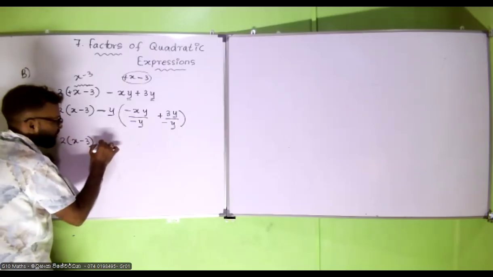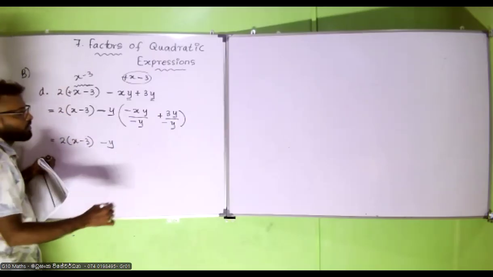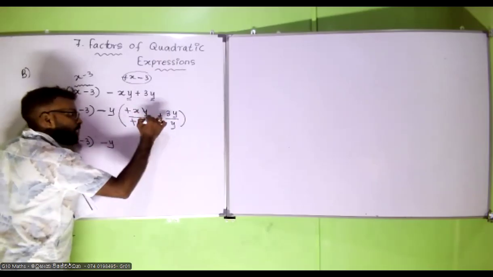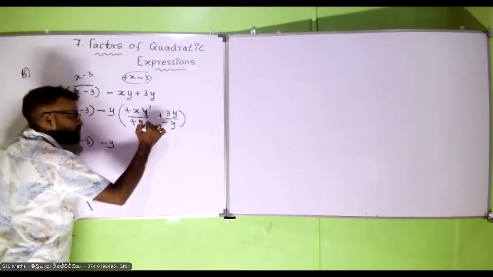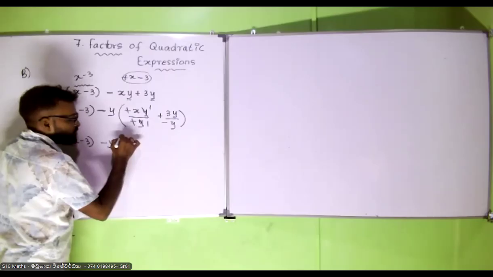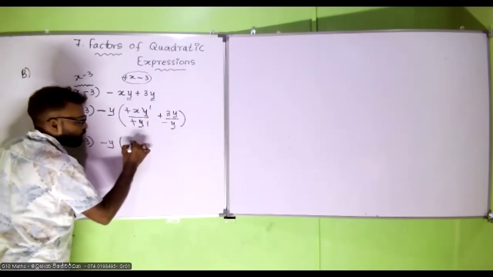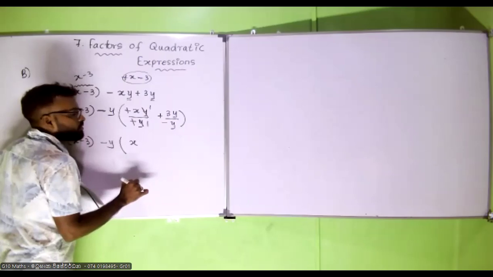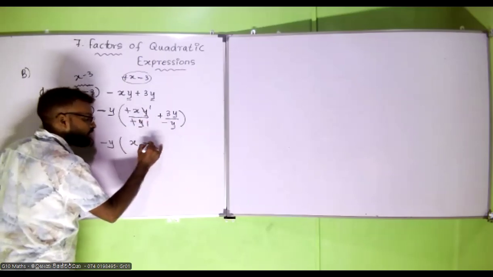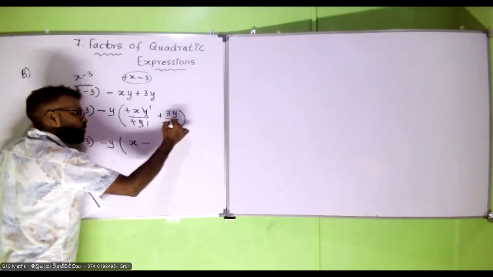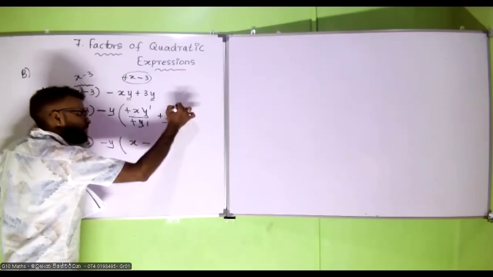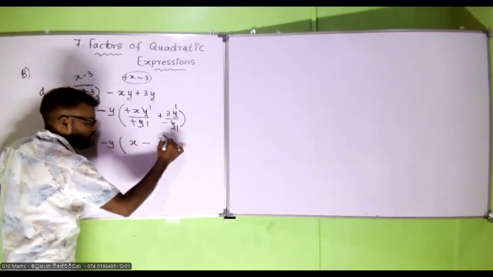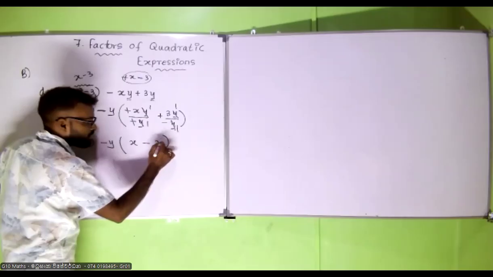Right? Here you have negative y. Negative divided by negative is positive, y times 1. So the remaining term is positive x. Now here positive divided by negative means negative, y times 1. So 3 times 1, 3. So now you have x minus 3 here.